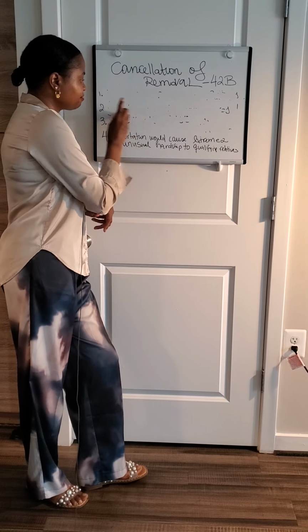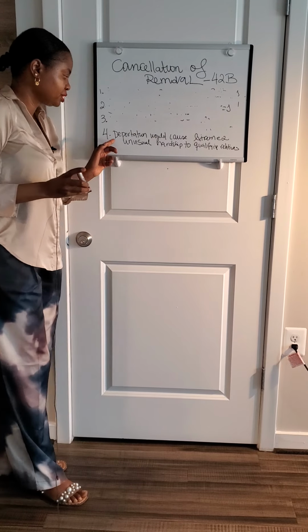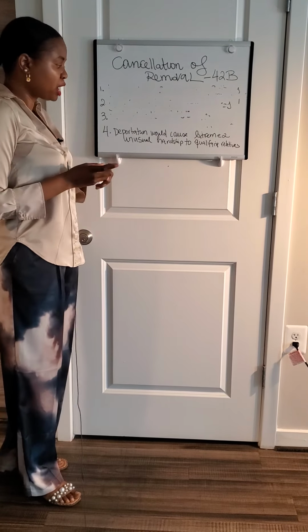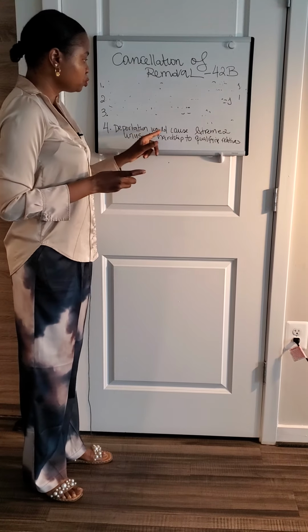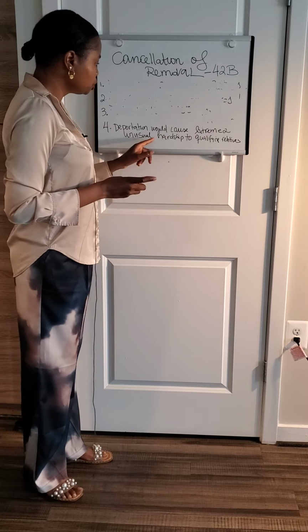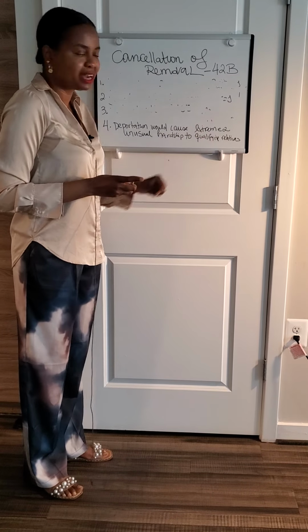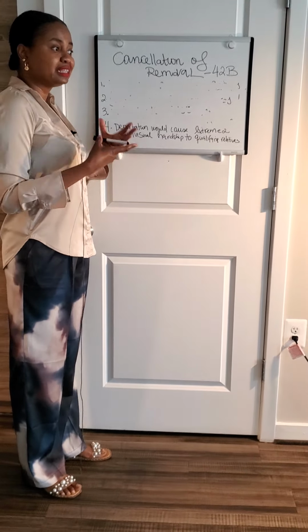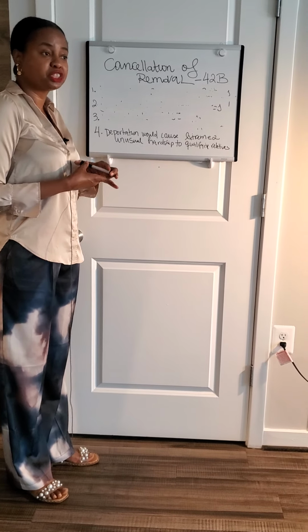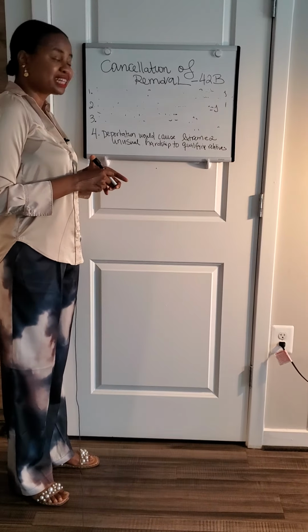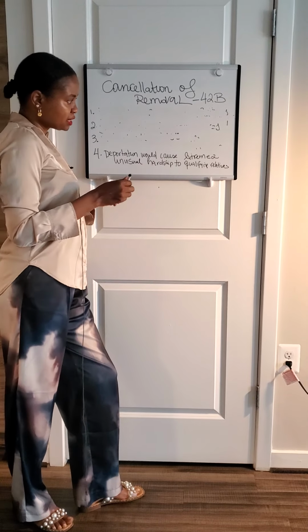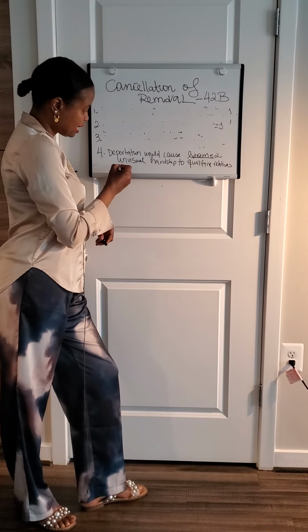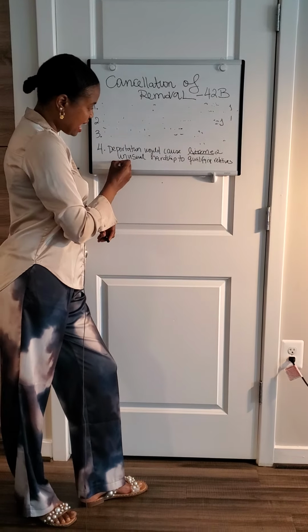So then we have the last requirement. This is the most difficult one to prove. Deportation will cause extreme and unusual hardship to qualifying relatives. How will this deportation cause extreme and unusual hardship? Okay, there's two things here: extreme and unusual. To whom? To a qualifying relative.